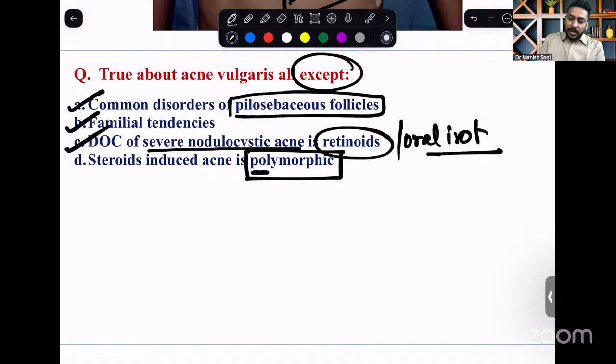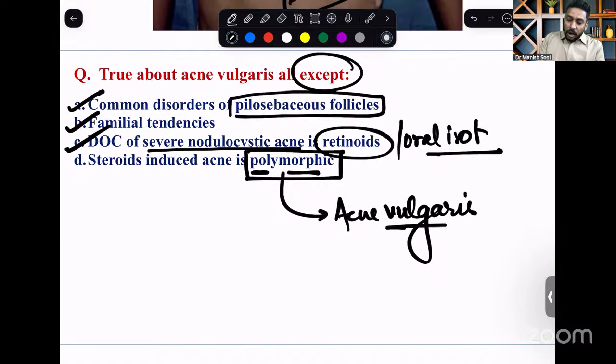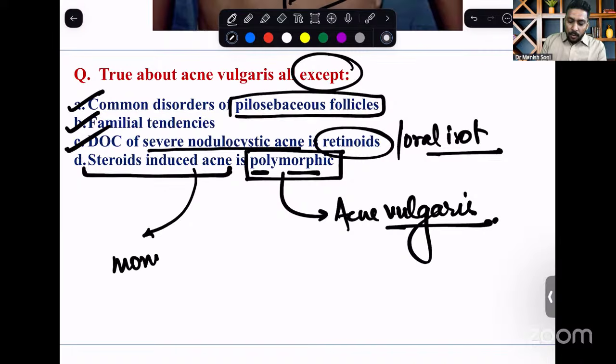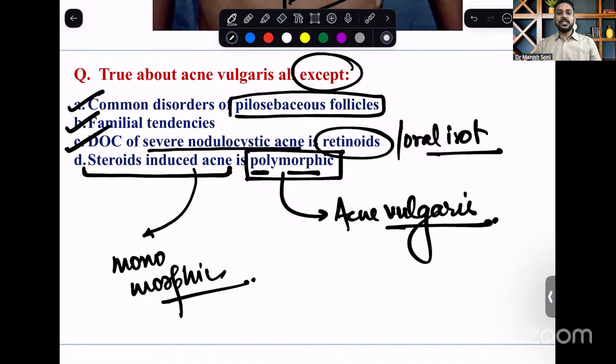Poly means multiple, morphic means morphology. That is, different types of morphological lesions are seen in acne vulgaris, not in drug induced acne. The drug induced or steroid induced acne are generally monomorphic. That is, a single type of morphological lesion is seen.